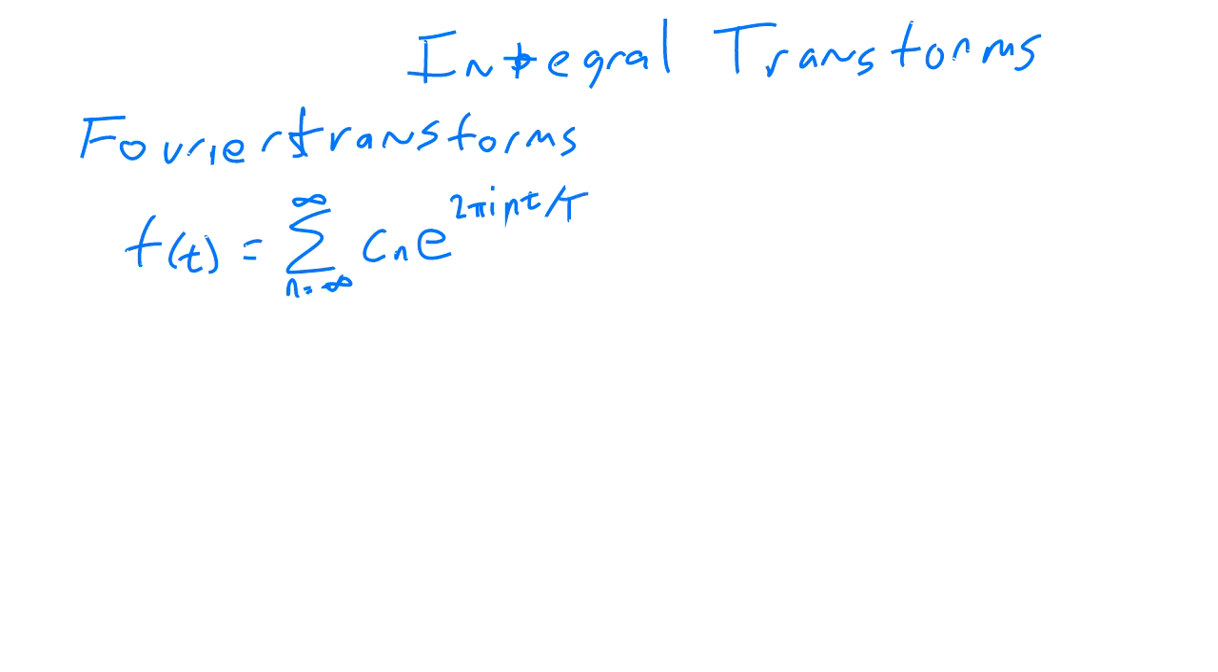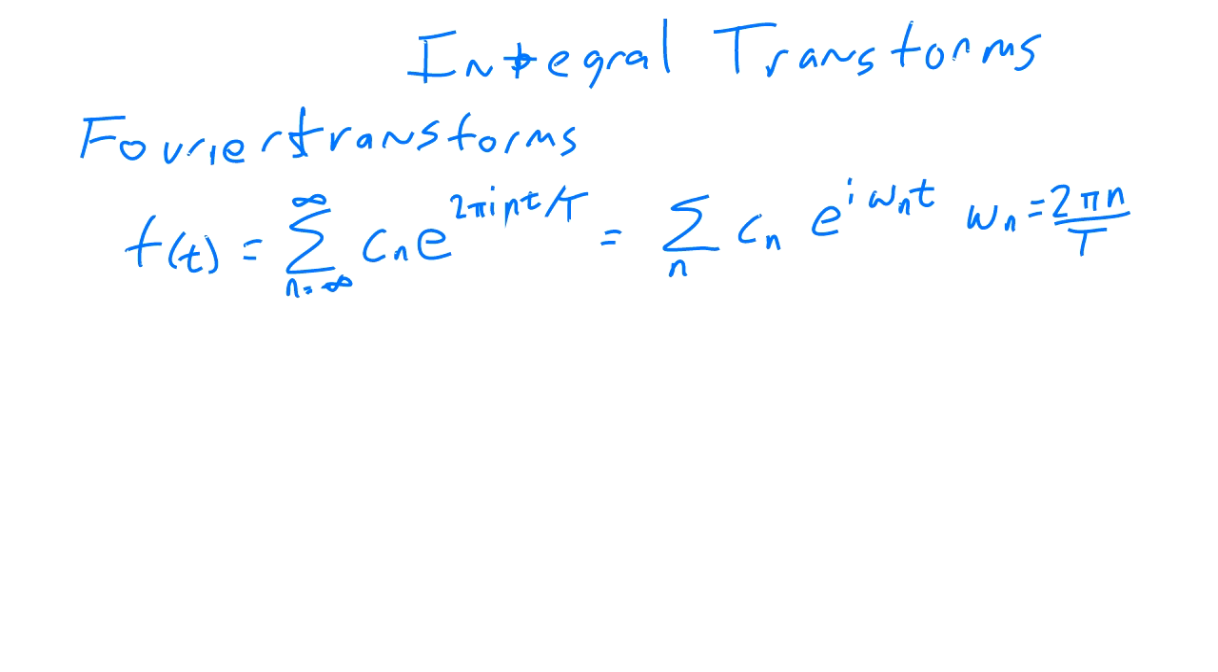This can be simplified a little bit, and we can just write it as a sum over n of c sub n e to the i omega sub n t, where omega sub n is simply the frequency. And so we can think of that as 2 pi n over T.